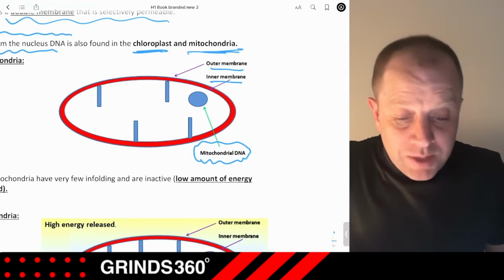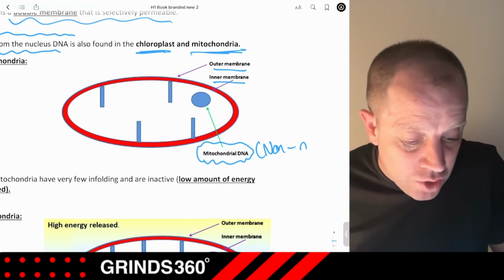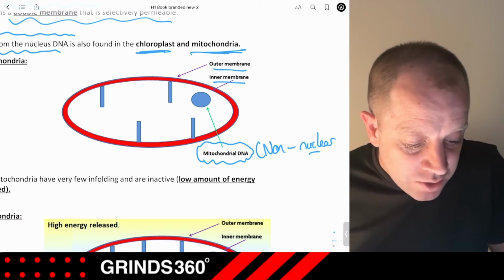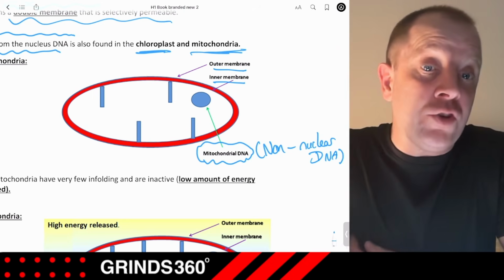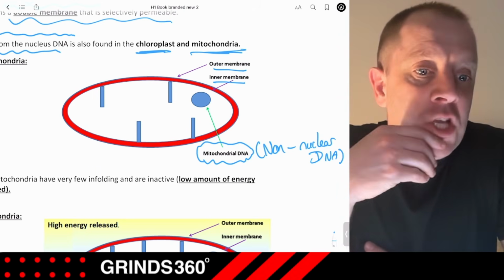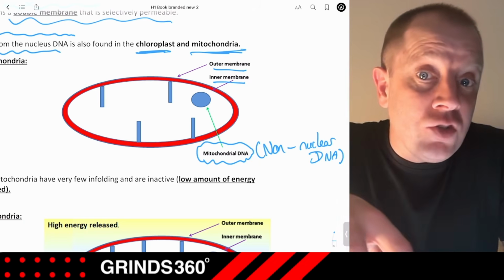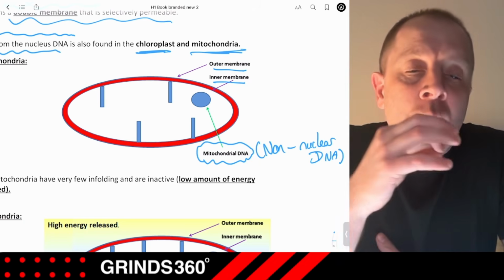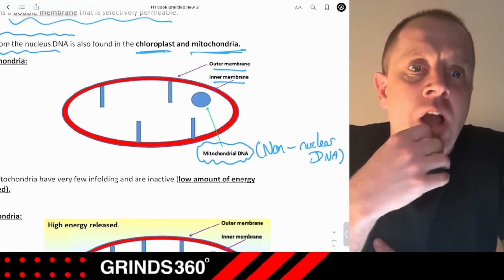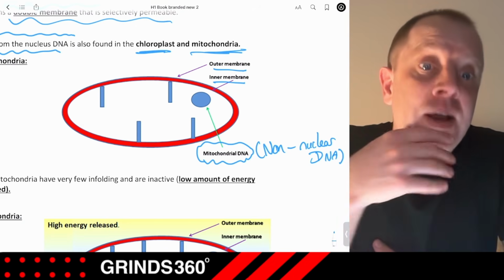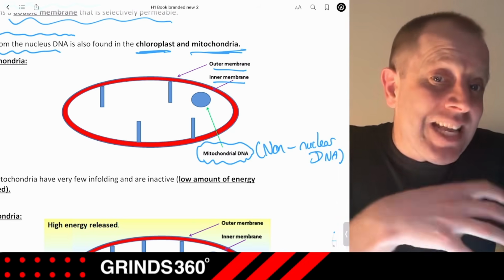Now, does anybody know what they sometimes refer to that DNA as? It's sometimes called non-nuclear DNA. This was asked one year: name an example of non-nuclear DNA. Mitochondrial DNA. Do you know what non-nuclear means? It's in the name. Non-nuclear means it's not in the nucleus. So if they ask you where would you find genetic material or DNA outside the nucleus, or where would you find non-nuclear DNA, it's the same question: in the mitochondria.